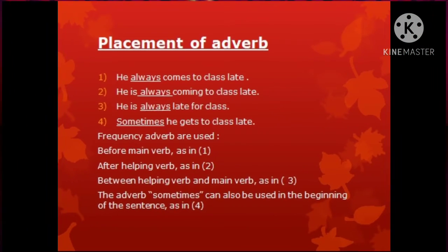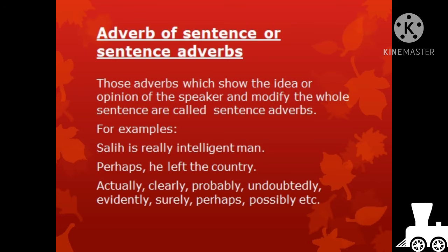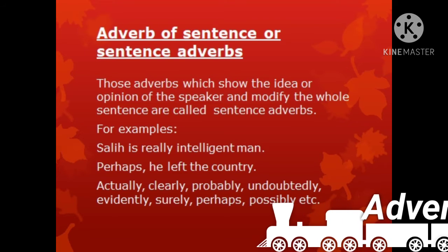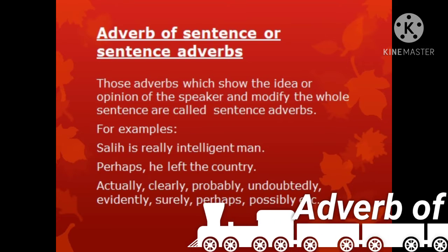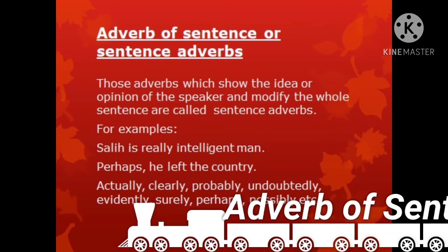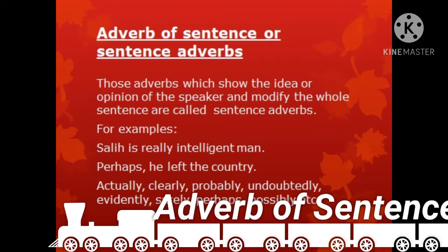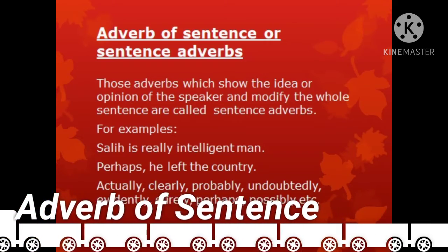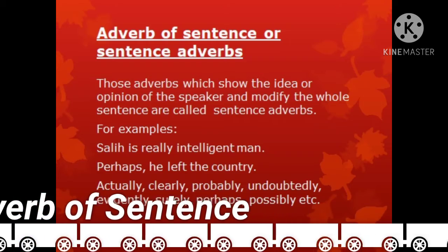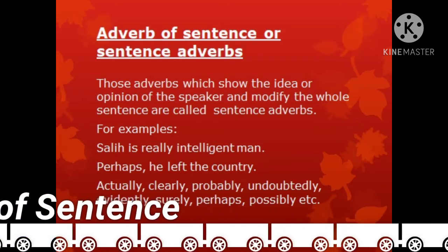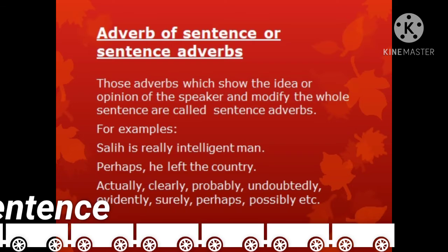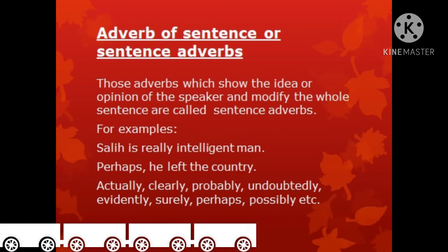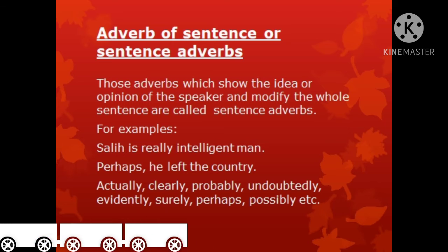What is adverb of sentence or sentence adverb? Those adverbs which show the idea or opinion of the speaker and modify the whole sentence are called sentence adverbs. For example, Saleh is a really intelligent man. Perhaps he left the country. Actually, clearly, probably, undoubtedly, evidently, surely, perhaps, possibly, etc. are examples of sentence adverbs.